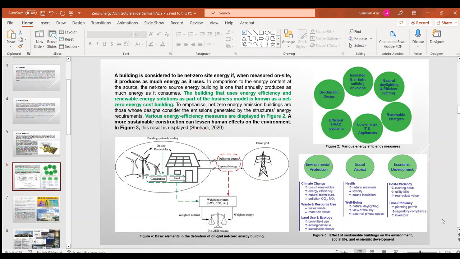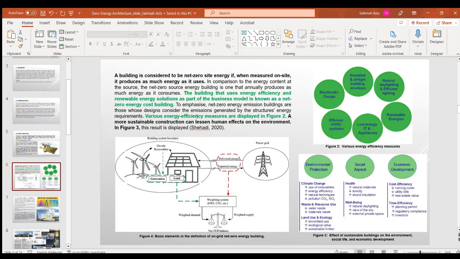A building is considered to be net zero site energy if, when measured on site, it produces as much energy as it uses. In comparison to the energy content at the source, the net zero source energy building is one that annually produces as much energy as it consumes. The building that uses energy efficiency and renewable energy solutions as part of the business model is known as a net zero energy cost building. To emphasize, net zero energy emission buildings are those whose design considers the emissions generated by the structure's energy requirements.